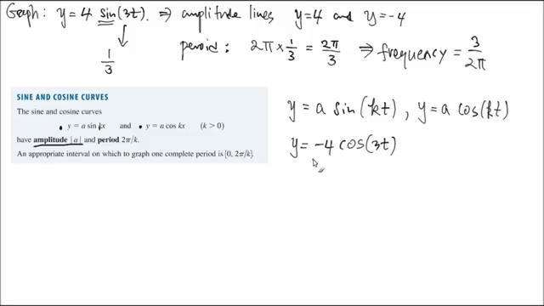Make sense? But amplitude, what is the amplitude of this one? 4. That's what we say. Amplitude is 4, the positive quantity of it. That's what they mean by absolute value of A. Let's see the period they're talking about. They're saying period of this curve.